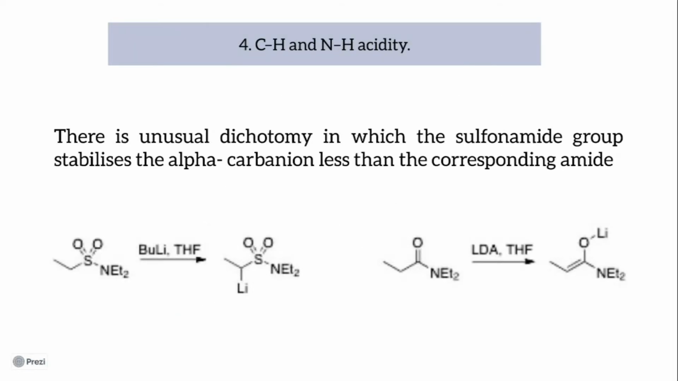Fourth, carbonyl and amide acidity. There is an unusual dichotomy in which the sulfonamide group stabilizes the alpha-carbanion less than the corresponding amide, pKa 13 for a sulfonamide alpha-carbon hydrogen and 25 for an amide CH group, whereas the nitrogen-centered anion is stabilized more by the sulfonamide than the comparable amide, pKa 25 for an amide NH compared to pKa 8 for a sulfonamide NH.